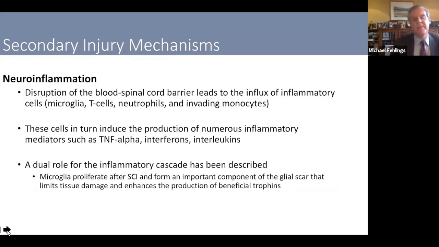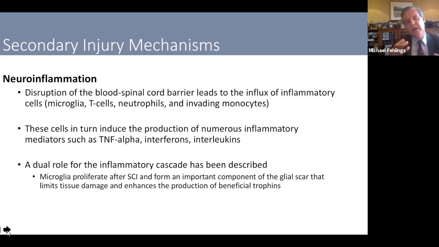Subsequently, neuroinflammation is also critical. Initially, there's disruption of the blood-spinal cord barrier, there's influx of inflammatory cells, and then subsequently, there are also the intrinsic inflammatory mechanisms, principally microglia. These cells, in turn, induce the production of a number of inflammatory mediators, including TNF-alpha, interferons, and interleukins.